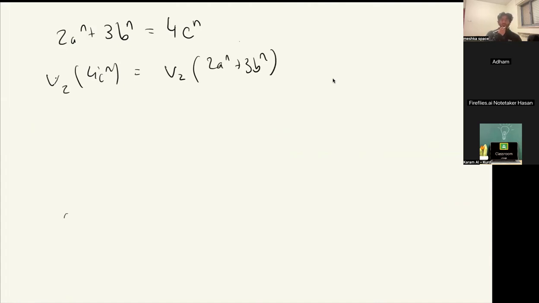So what will this be? This one will be whatever the valuation of c is, times n plus 2, right? That's the left-hand side. But what will be the right-hand side?